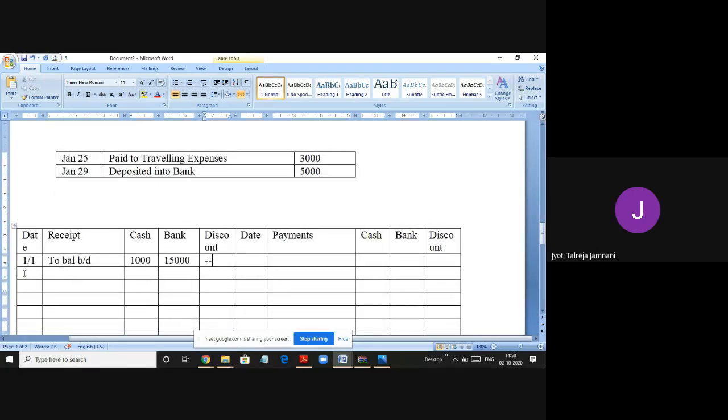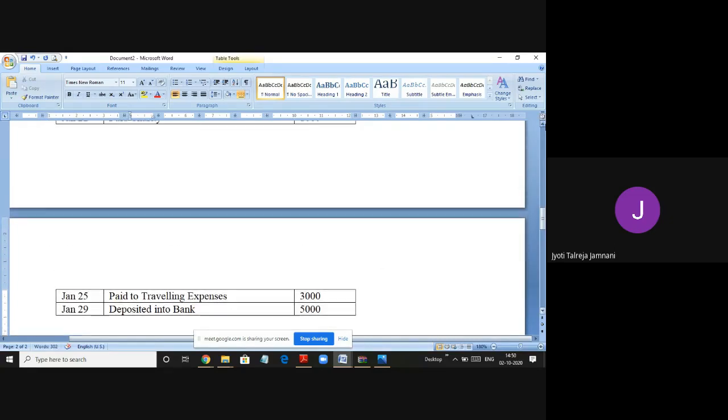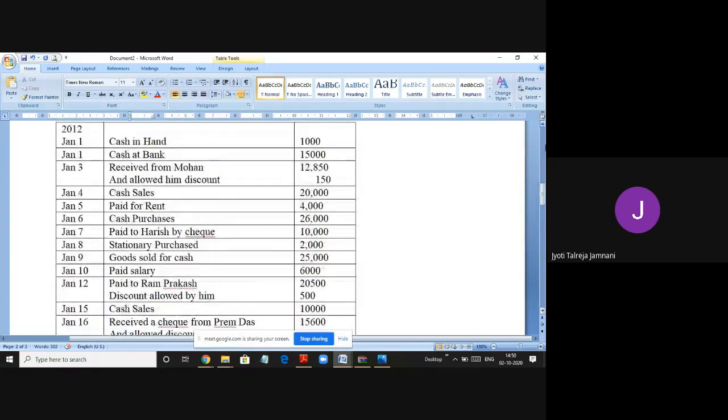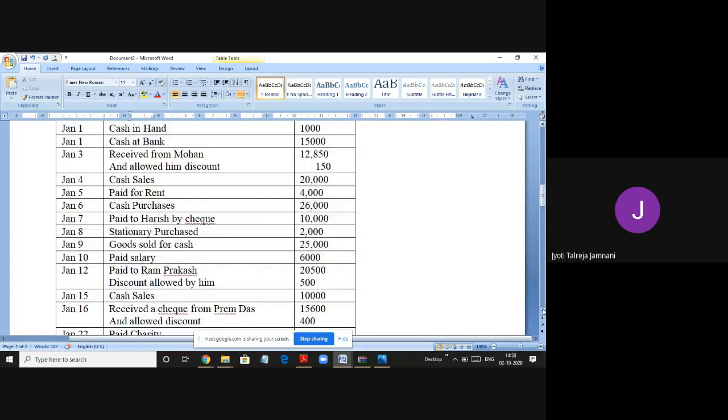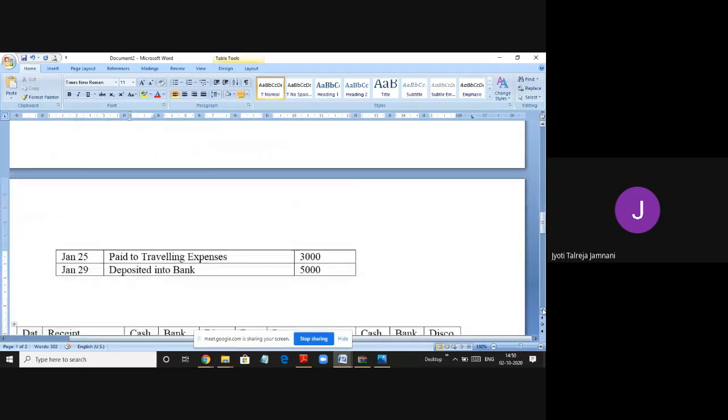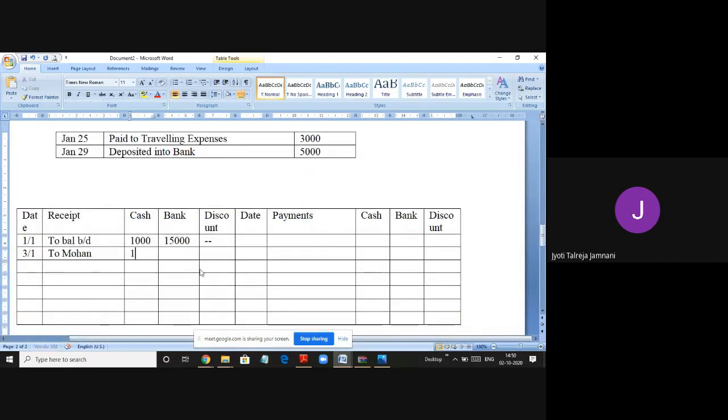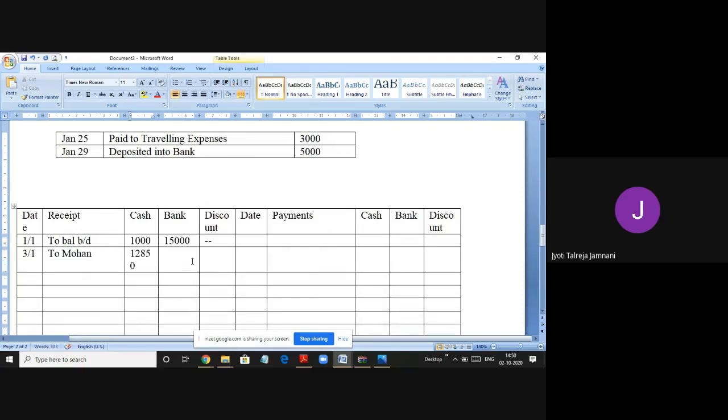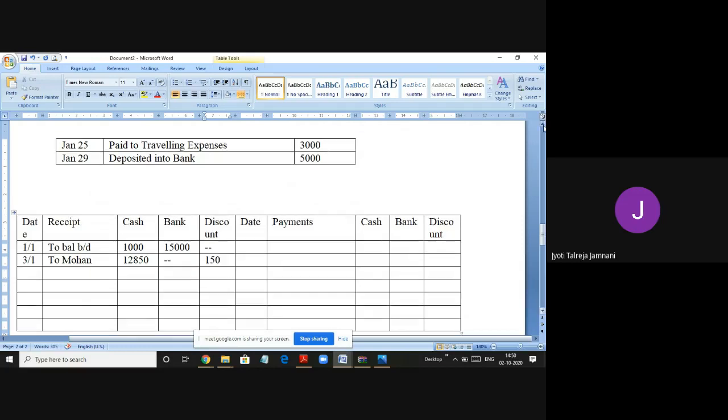So here we write on 3rd Jan. From whom are we receiving? Mohan. So to Mohan, the name of the person. How much are we receiving? And just check the amount once again. It's 12,850. So you received from Mohan 12,850 and he allowed you a discount of 150. So 150 in the discount column. Nothing happened to the bank column. Okay, let's go to the next transaction.